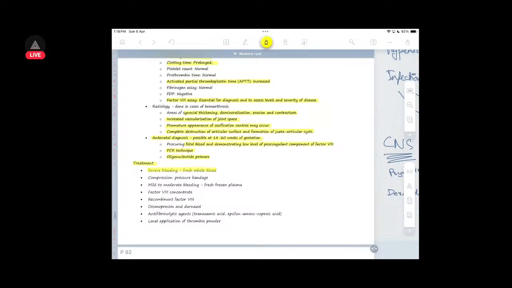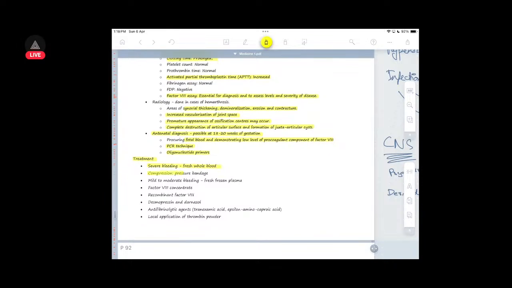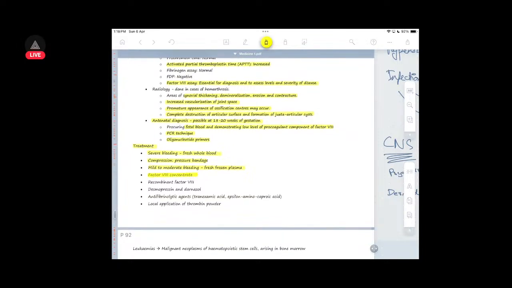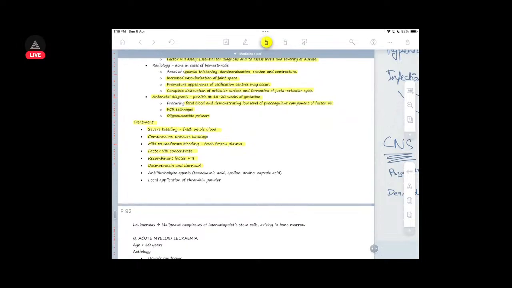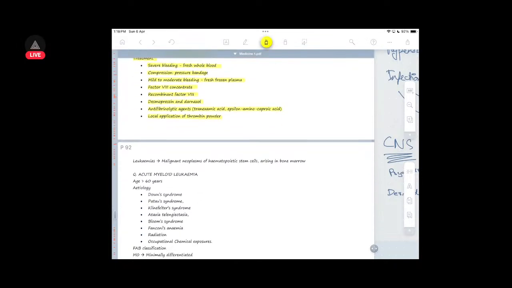So treatment: for severe bleeding, you give fresh whole blood. Compression, you give a pressure bandage. Mild to moderate bleeding, you give fresh frozen plasma. Factor 8 concentrate, recombinant factor 8, desmopressin and danazol you provide. Antifibrinolytics, tranexamic acid, epsilon amino caproic acid you provide, and local thrombin powder also you provide.